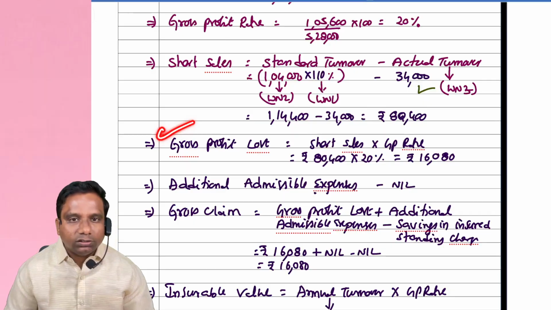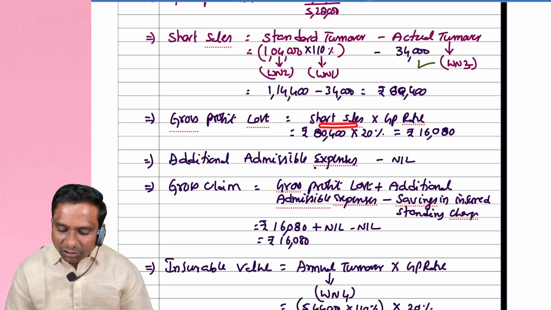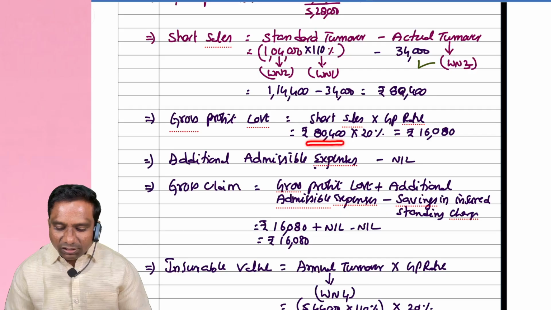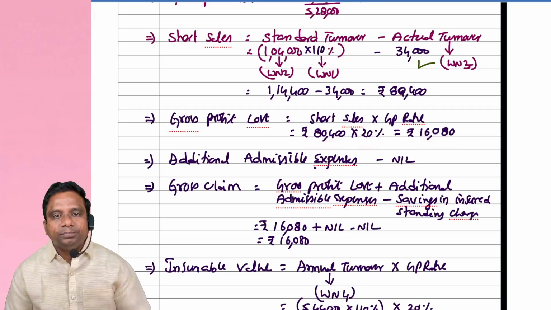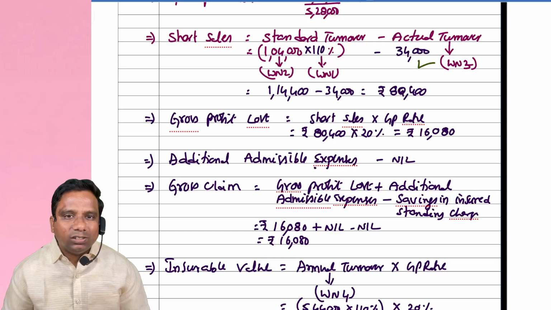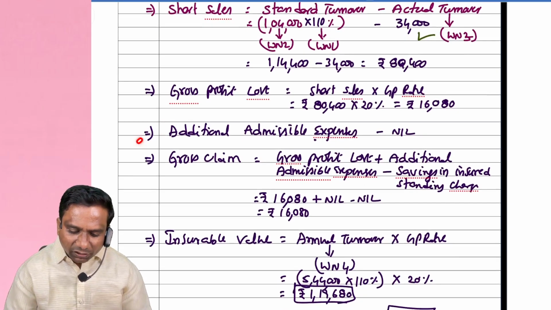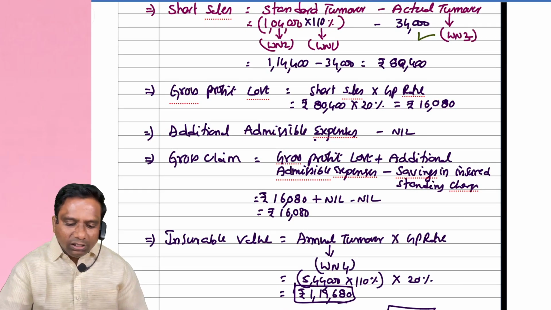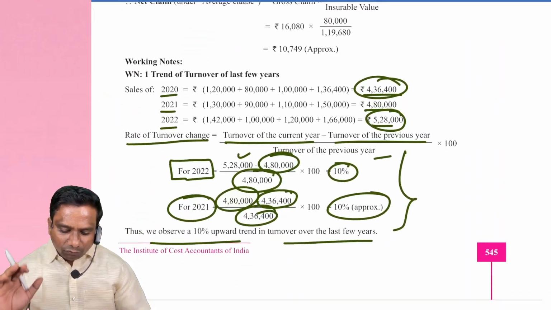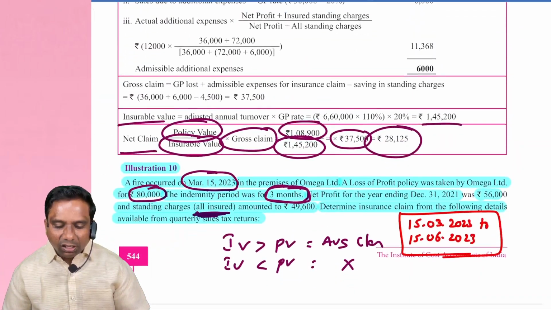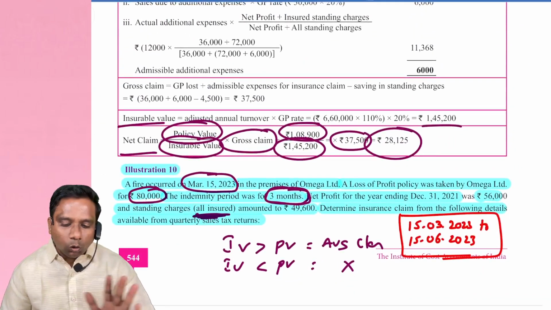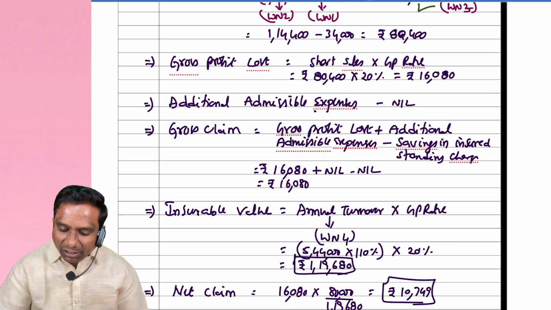Next, gross profit lost. Gross profit lost is equal to short sales into GP rate. Short sales 80,400, GP rate 20%. Gross profit lost is 16,080. Next, additional admissible expenses. In the entire problem, you cannot find additional expenses incurred. So additional expenses are nil.